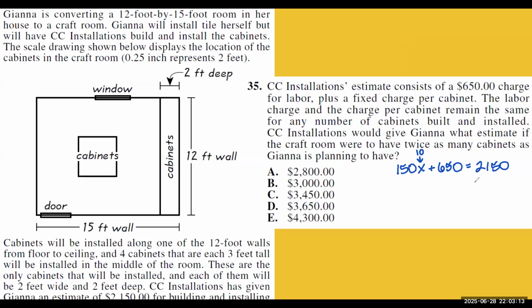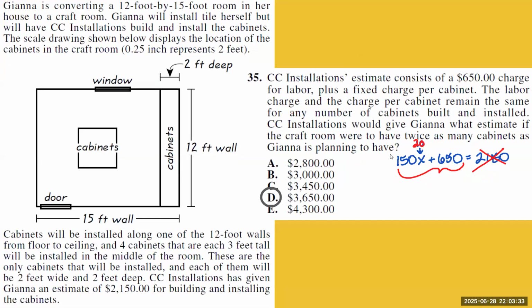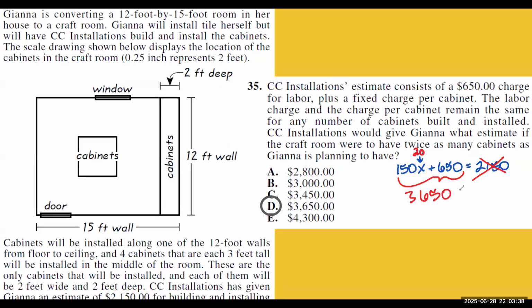But the question didn't ask that. The question is asking, what if we had twice as many cabinets? So what if we change this 10 to a 20? And then we have a new problem to work out here. So no longer looking at $2,150, we would be looking at $3,650.